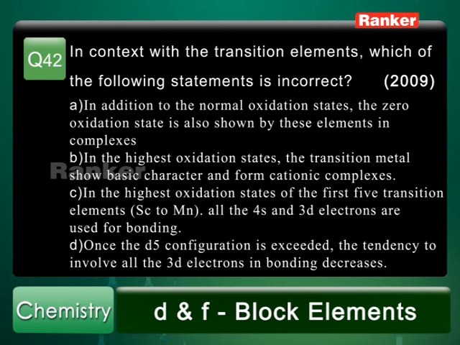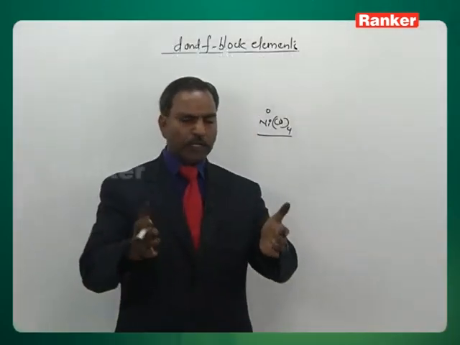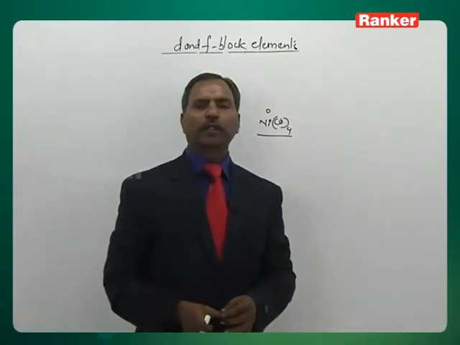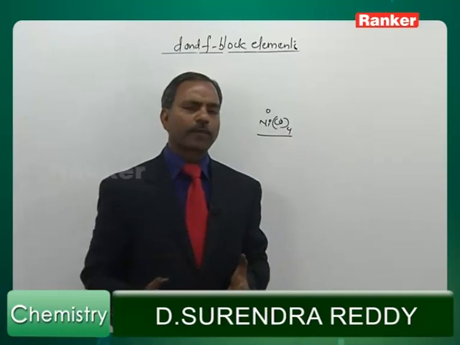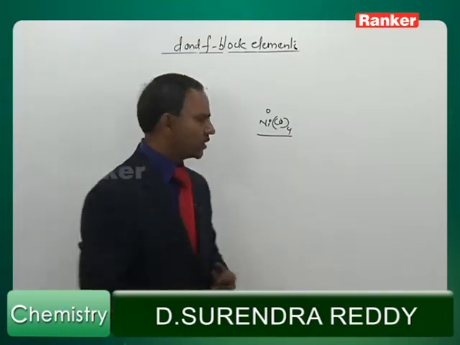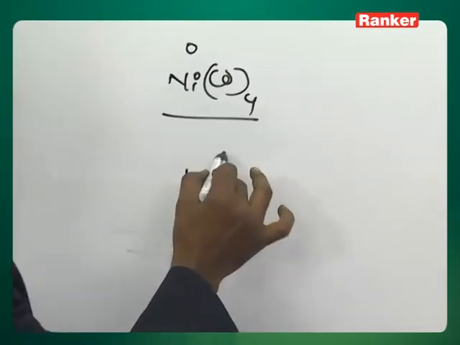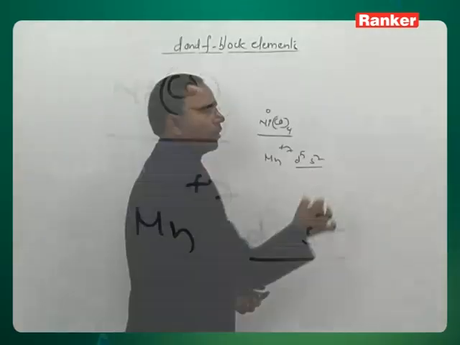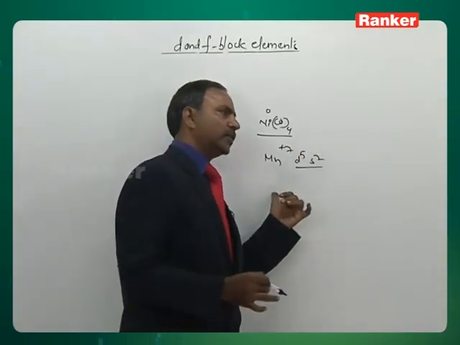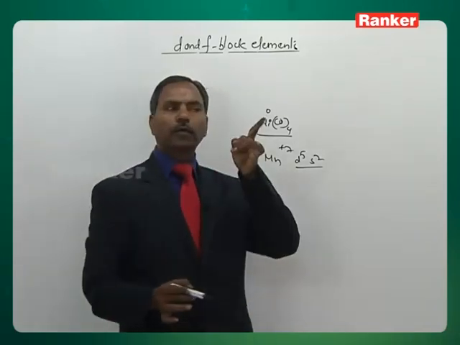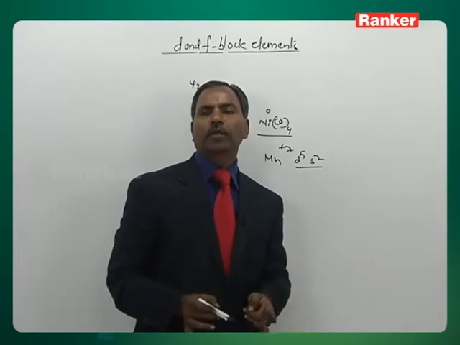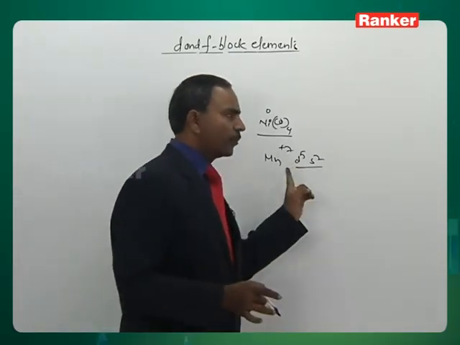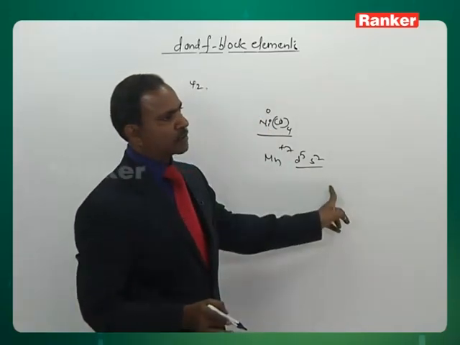Coming to option C: in the highest oxidation states of the first five transition elements, all the 4s and 3d electrons are used for bonding. A d block element exhibiting its highest oxidation state loses all the electrons from s and d orbitals. Consider manganese, which exhibits a maximum oxidation state of +7. It loses electrons from d5 and s2, all 7 electrons. The maximum oxidation state is only possible when it loses both d and s orbital electrons. So option C is correct here.